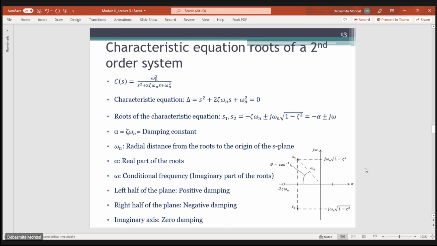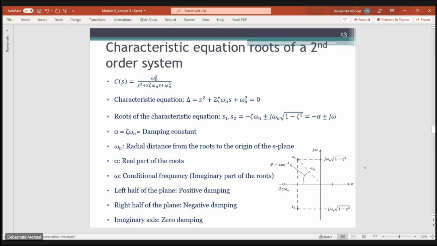So now you see that whenever you are given a second order system, or not only a second order system, it can be a system of any order. So if the system response, let's say, is given by C(s) equals omega n square by s square plus 2 zeta omega n s plus omega n square, right?